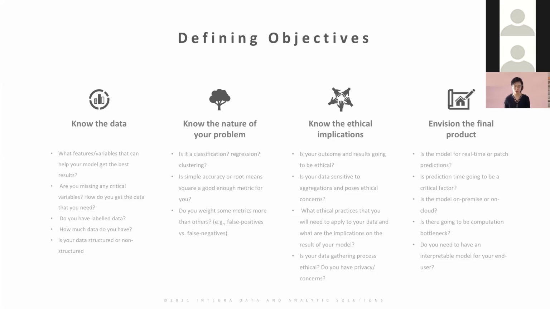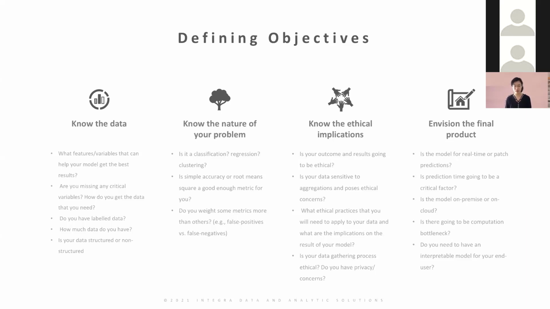Now in terms of model, are you going with classification? Are you doing clustering? Are you doing regression? This part is also where we start to think about how to assess the performance of my model. Am I just going to go with simple accuracy or root mean square? Is that good enough for me? Or are there other metrics that might be more important? Say in a classification, is false positive or false negative maybe more important than the other?